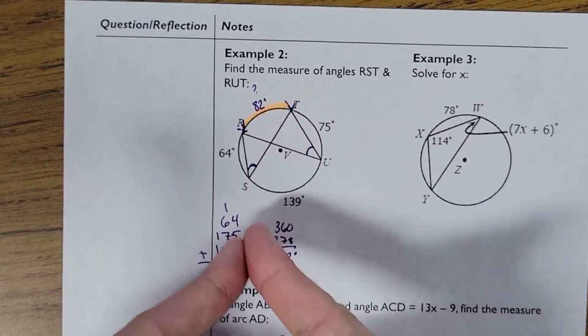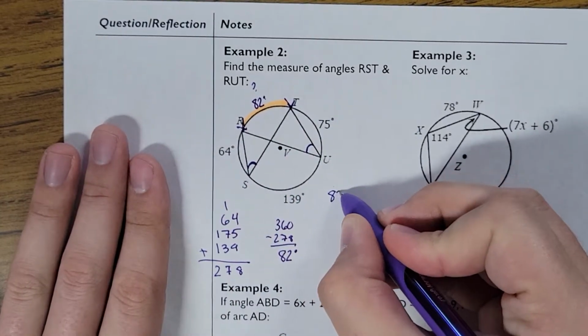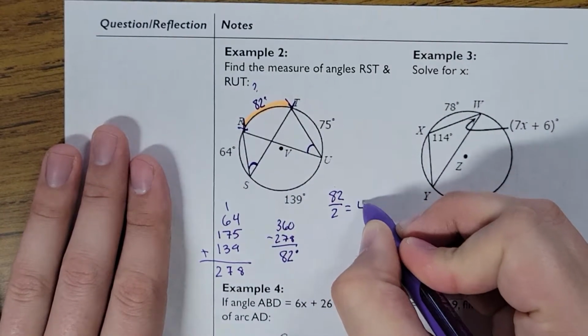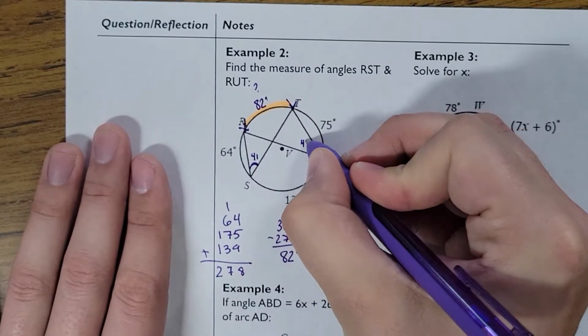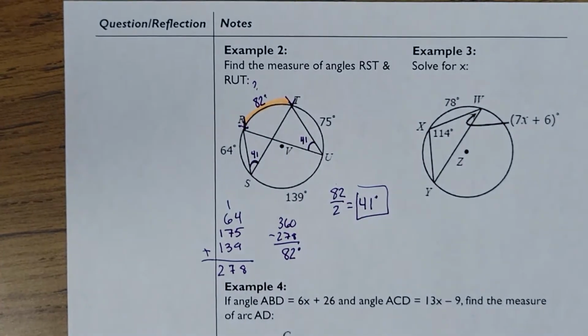If we're going from an arc to an angle, we're getting smaller, so we should be dividing by 2, and I'm going to get 41 degrees. So I know that each of these has to be 41 degrees so that when I multiply them by 2, I get that arc.